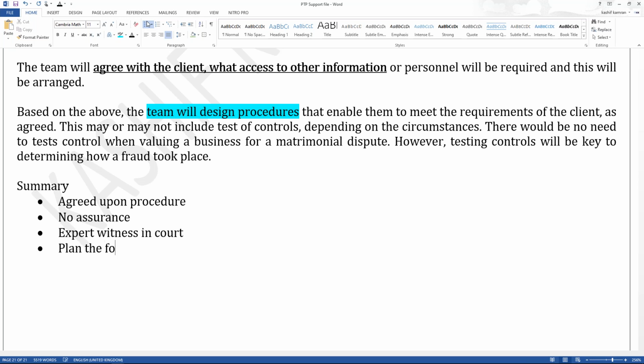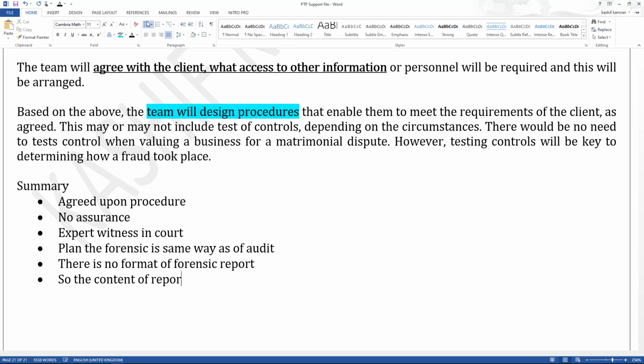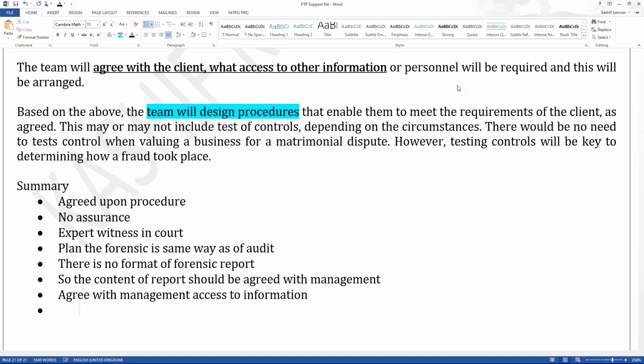You should plan the forensic in the same way as an audit. There is no format of forensic report. The content of the report should be agreed with management. You should also agree with management the access to information, and finally, you should design procedures to gain evidence.